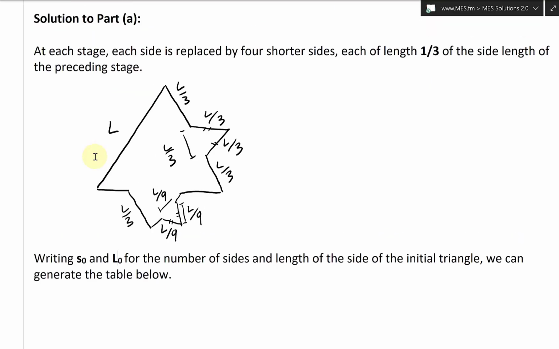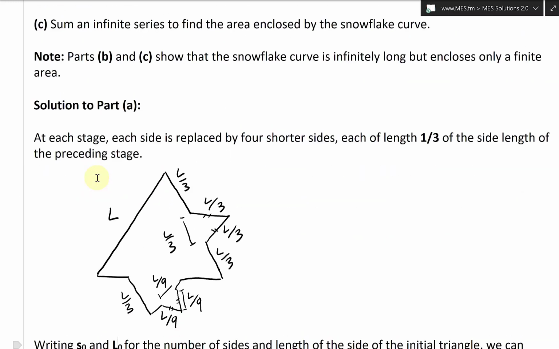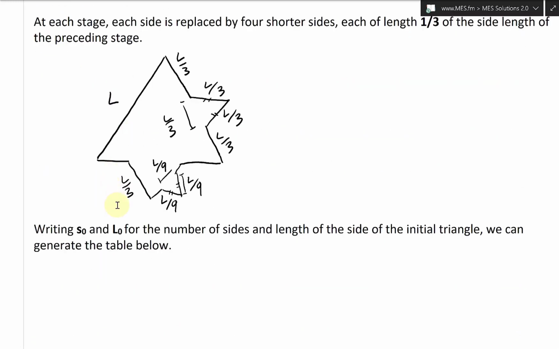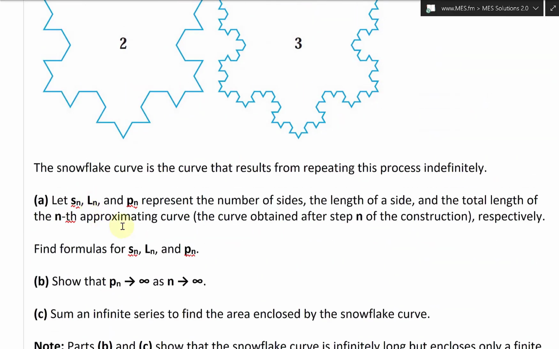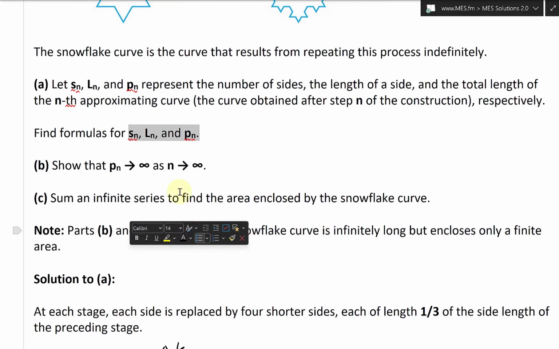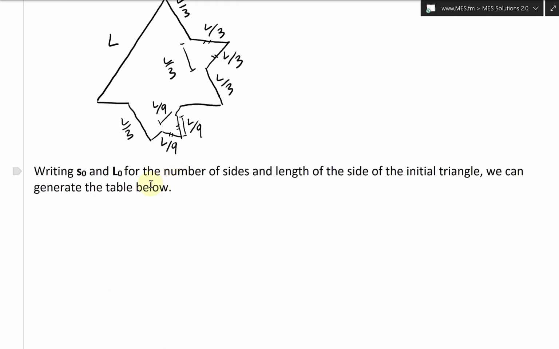Like that. Alright, so now writing S0 and L0 for the number of sides and length of the side of the initial triangle, we can generate the table below. And also just note on solution A, we're just asked to find the formulas for the number of sides, the length, and the total length of the curve. So what we'll do is start with S0 and L0 for the number of sides at the beginning. So let's write this down.